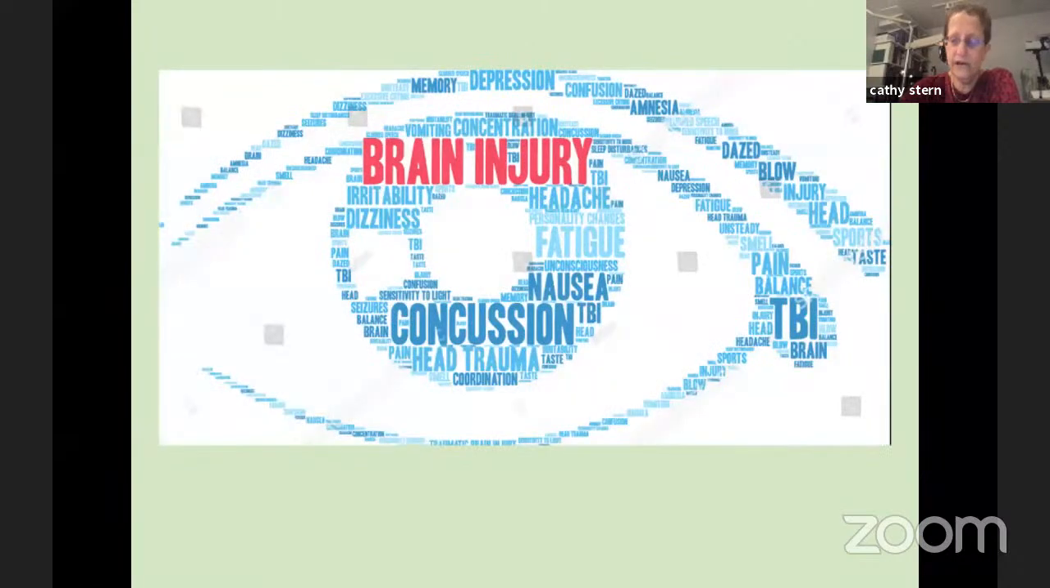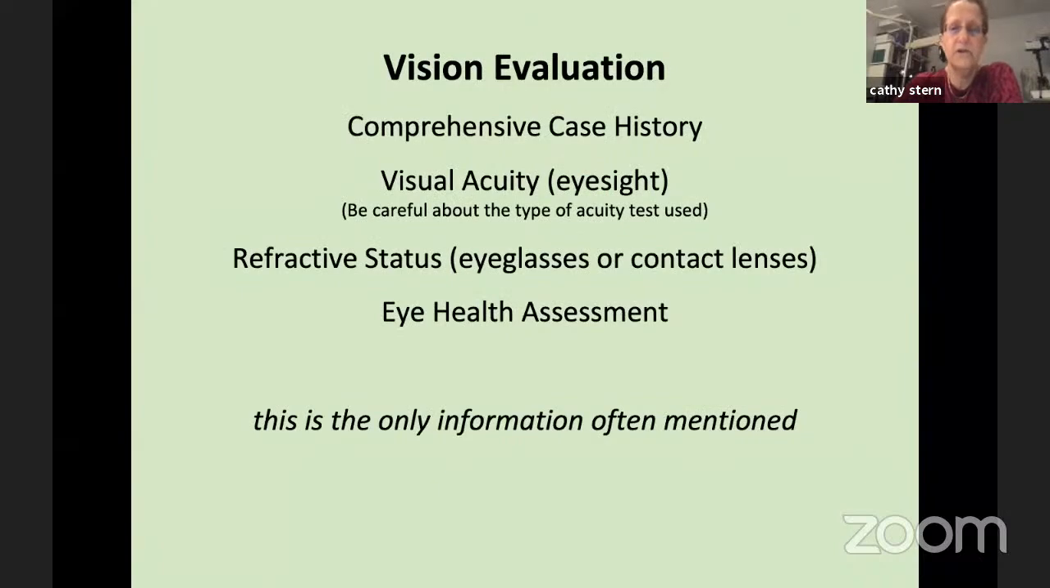Now we're going to go on to another section here. So if we're doing a vision evaluation, what are the things that we want to do? And so one is that we want to do a comprehensive case history. I think that it's incredibly important, and you'll see later I have some slides with the typical kinds of things we ask in our history.